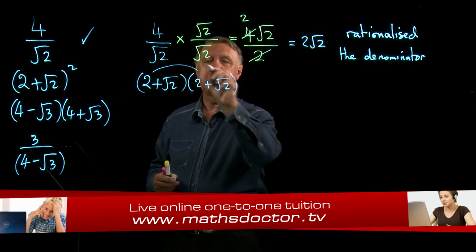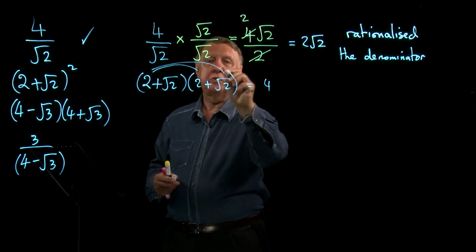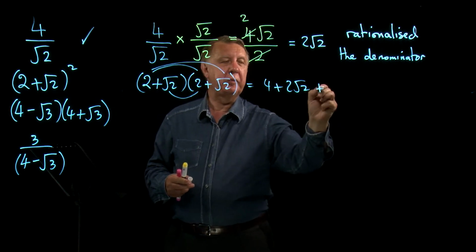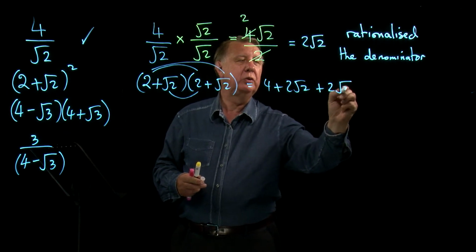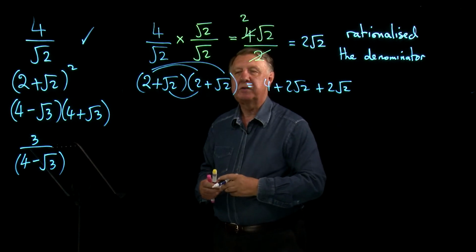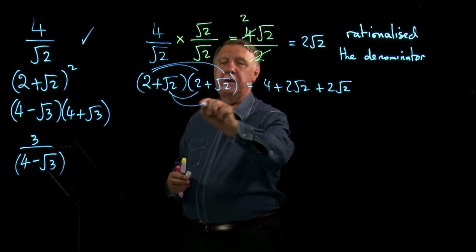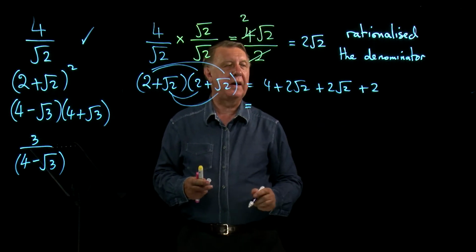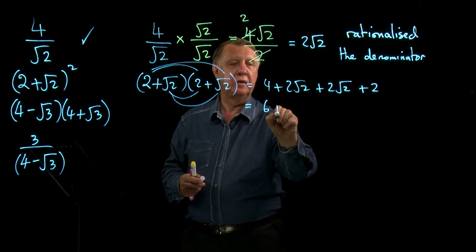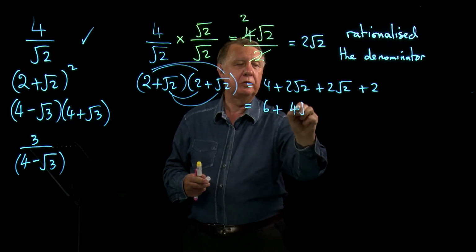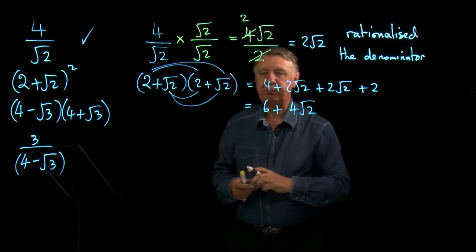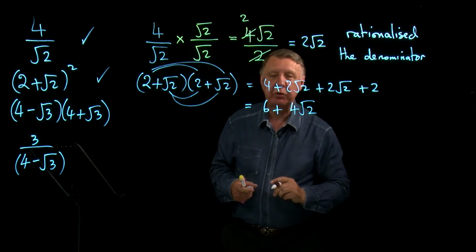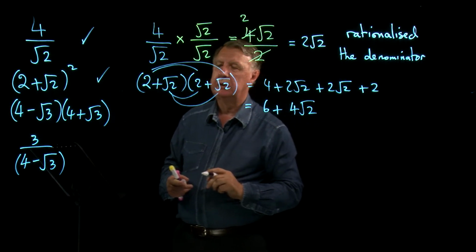So let's do that. 2 times 2 is 4. 2 times root 2 is 2 root 2. Root 2 times 2, well, we certainly wouldn't write that as root 2, 2. We always put the surd part at the end, and then finally root 2 times root 2 is 2. I can group them together. 4 and 2 is 6. 2 root 2 and 2 root 2 is 4 root 2. And I've done that. That's probably worth a couple of marks in the exam, a question like that.